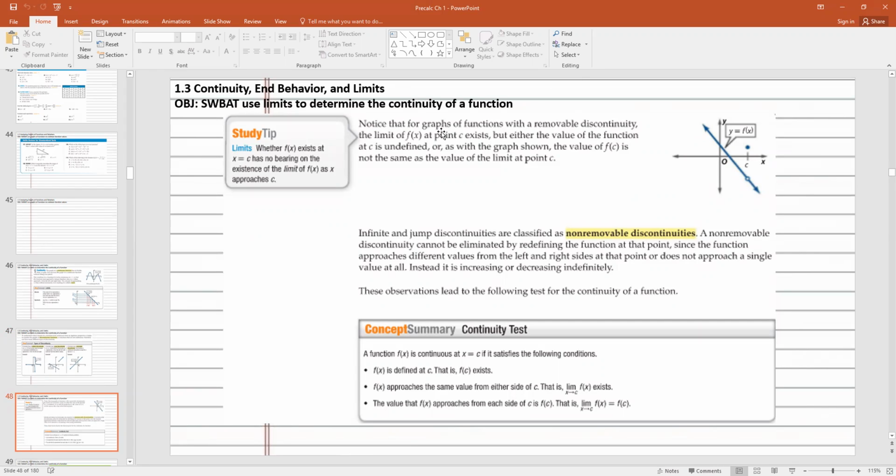It says here, notice that for graphs of functions with a removable discontinuity, the limit of f of x at point c exists, but either the value of the function at c is undefined, or, as with the graph shown, the value of f of c is not the same as the value of the limit at point c. So when you plug it in, it's a totally different number than what it's approaching on the left and to the right. So either it's there but at a different place, or it's just not there at all, like what we saw in the last picture.